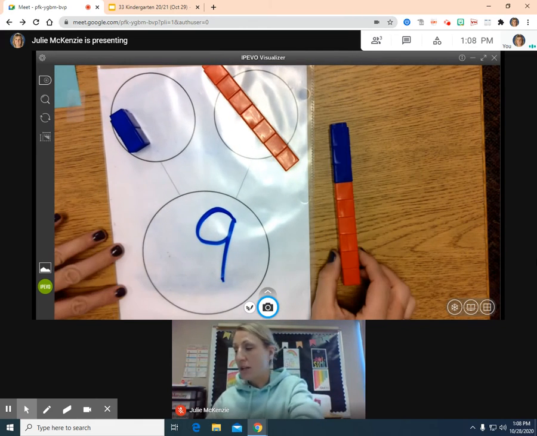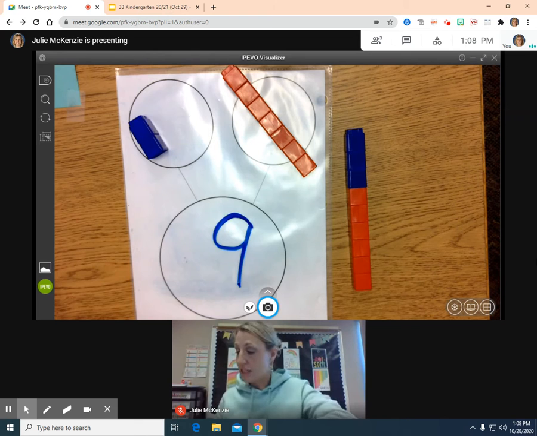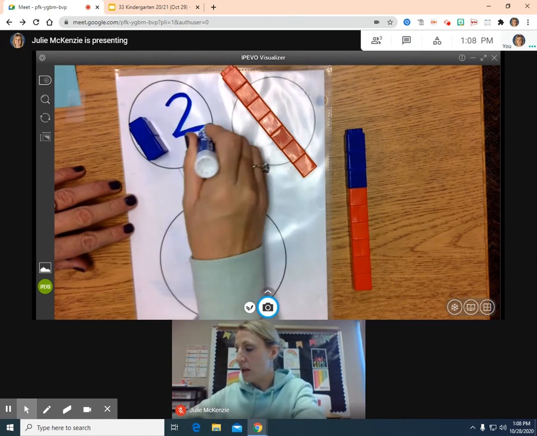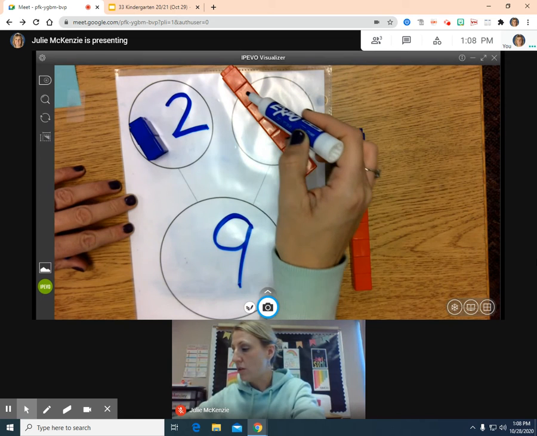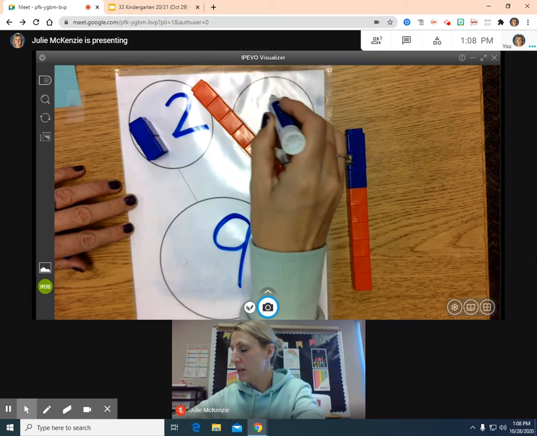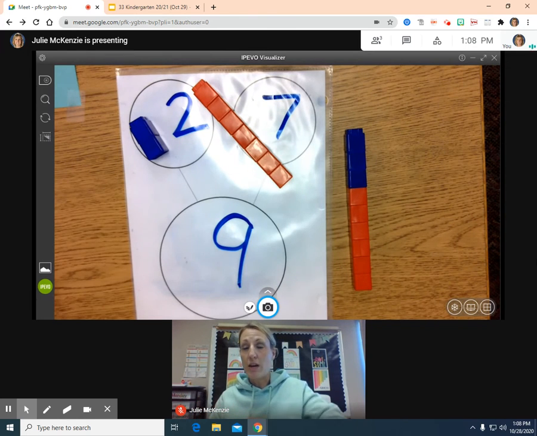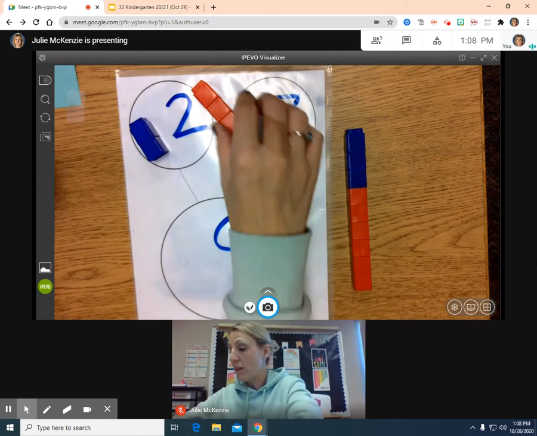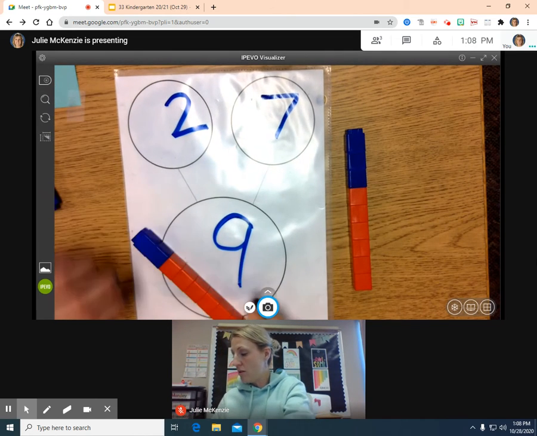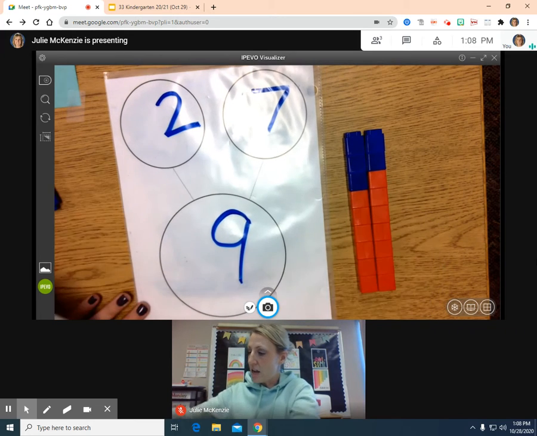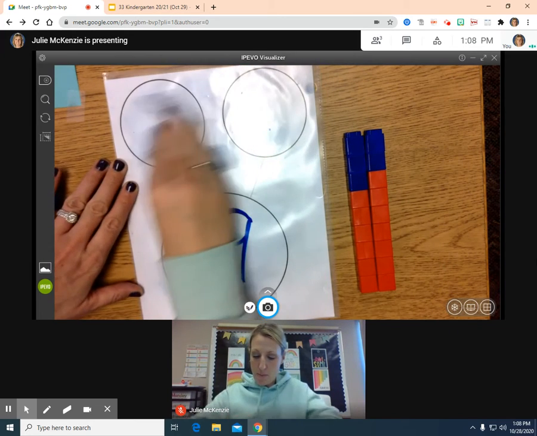Last time my parts were 3 and 6. This time my parts are 1, 2, and 1, 2, 3, 4, 5, 6, 7. This time my parts are 2 and 7. So 2 and 7 are the parts, but when they combine together to make the whole, 9 is the whole. Put that right here. Let's look at another way we can break 9 apart.